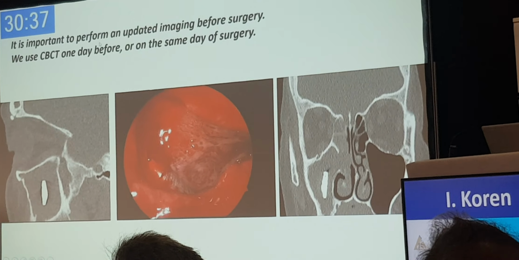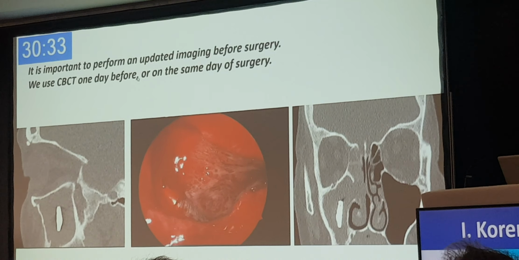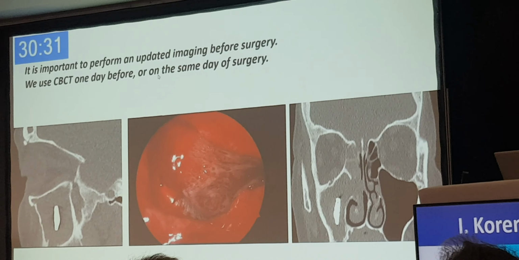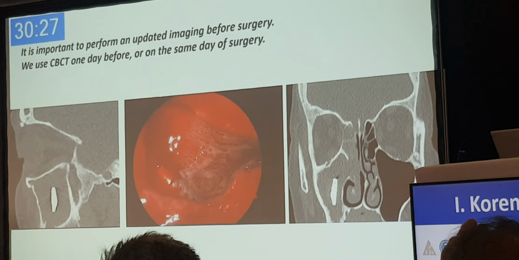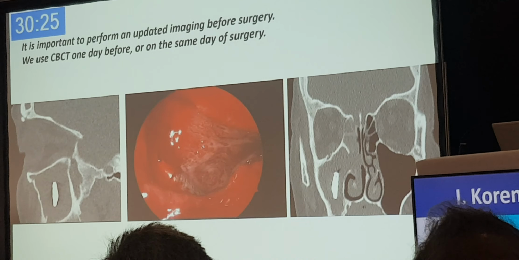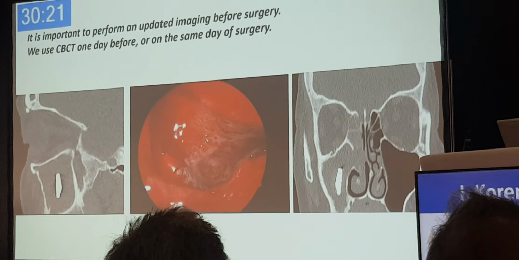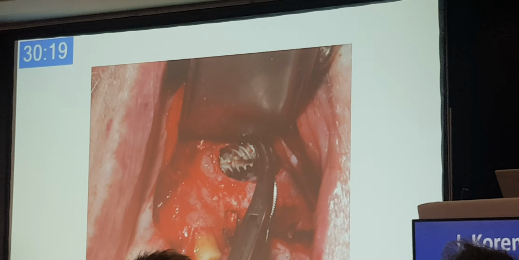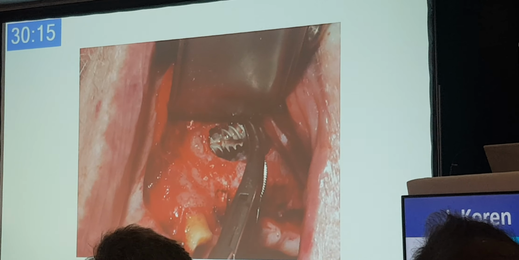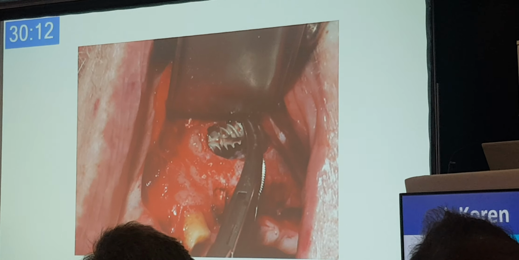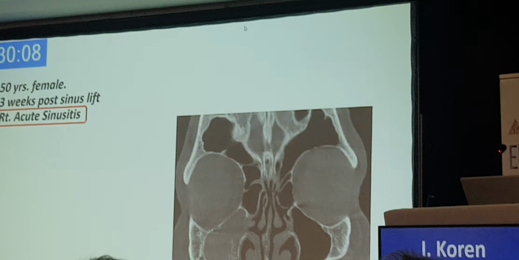It's important to perform updated imaging before surgery. We use CBCT one day before or on the same day, because in some cases, if the patient comes with all the images, maybe the implant has been removed or changed position, or was just swallowed. There were some such cases. The oromaxillofacial surgeon can also take this from the sinus, opening a window of the sinus, but in these cases.